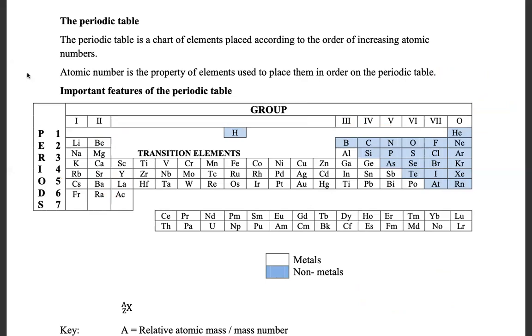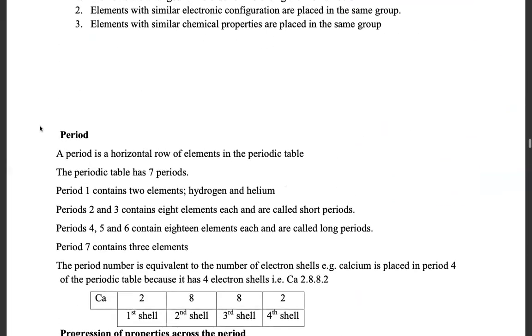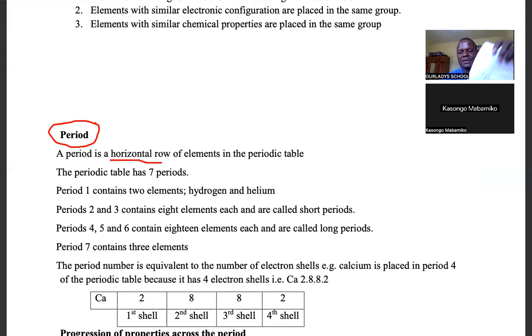So if we can move now to the details of our learning, we are starting with a period. What is a period? We're saying a period is a horizontal row, so the word here is horizontal, from left to right, right to left. The horizontal rows of elements in the periodic table. I'll go back to my camera so that I show you something. We have these lines here that we are calling horizontal rows. Then we also have these ones here that we are calling vertical rows.